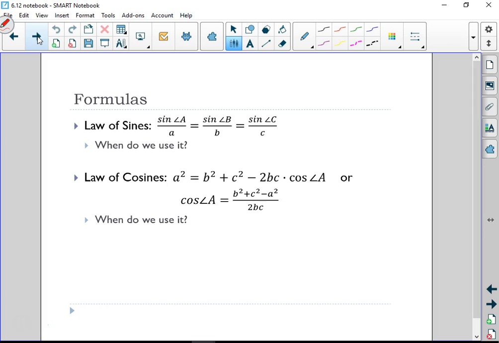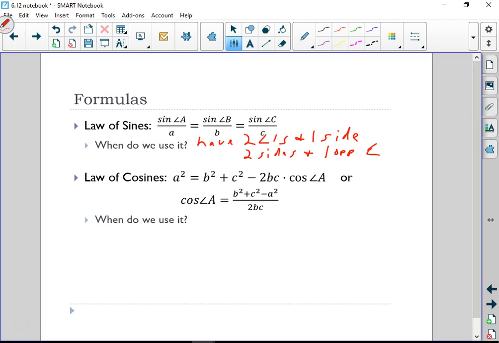So we do it when we have two angles and one side. Or when we have two sides and one opposite angle. Okay?